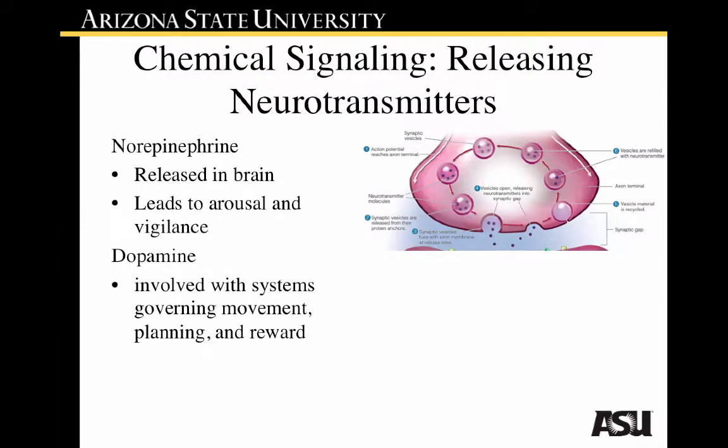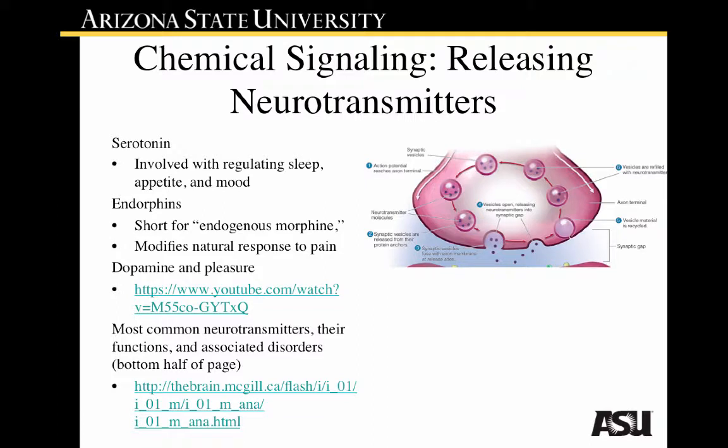Here's another example, norepinephrine. Norepinephrine is released in the brain, obviously, and it leads to arousal and vigilance. So if you want to be wide awake and paying attention to what's going on, we have a tendency to do things that increase our norepinephrine levels, things like drinking coffee and so on. Dopamine is involved with systems that govern movement, planning, and reward. So dopamine tends to be a chemical that makes you feel pretty good in terms of planning and reward activities.